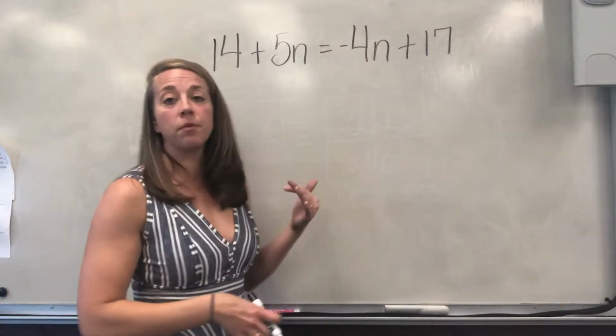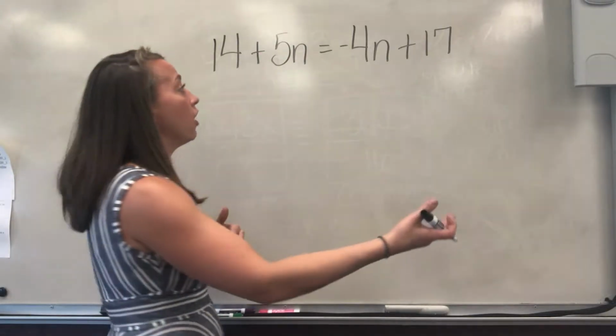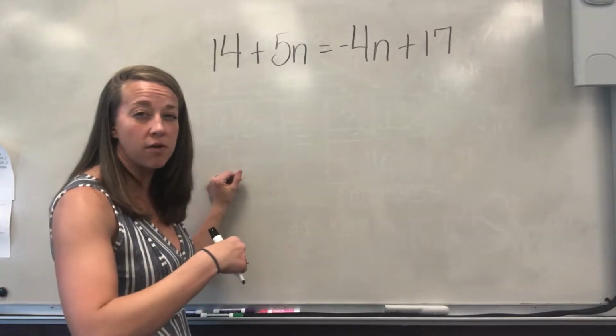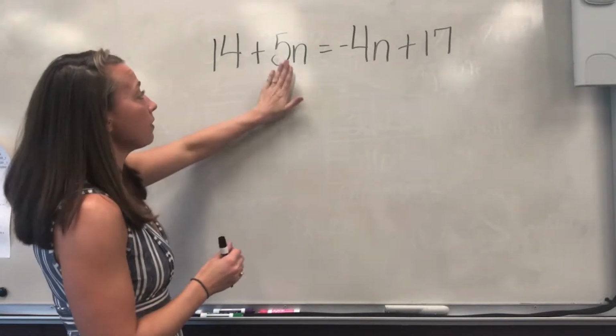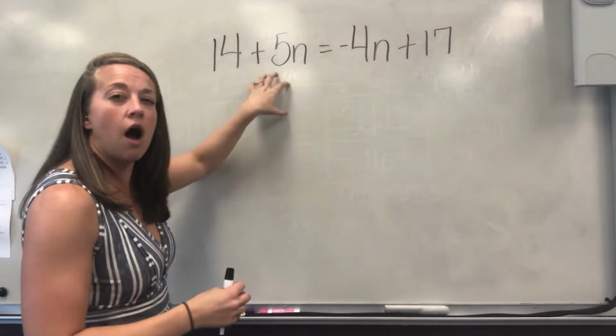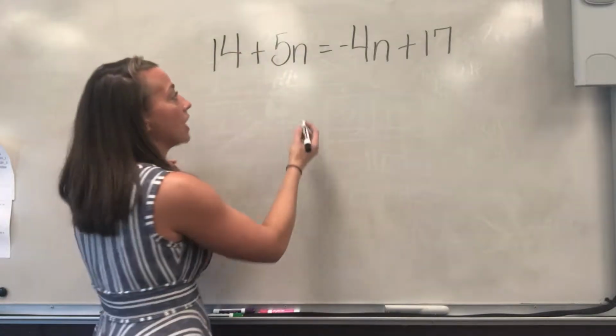The first time through, I'm going to do it the traditional way where I move all my variables over to one side or the other. Like I said previously, I like to choose the side that has the most amount of the variable in the first place. So my left side, I have 5 n's, and my right side, I have negative 4 n's. Obviously, 5 n's is larger, so we're going to put all of our variables over on that side.